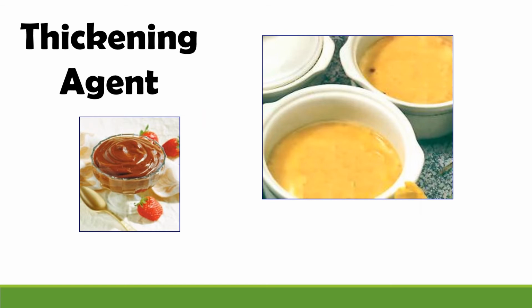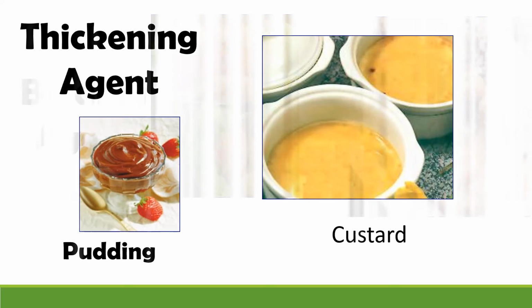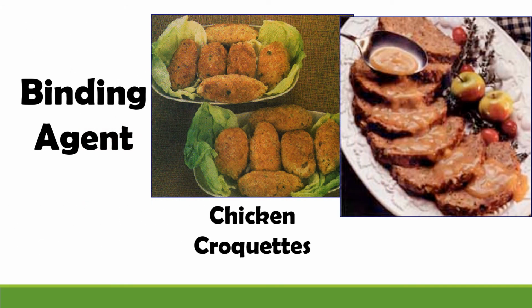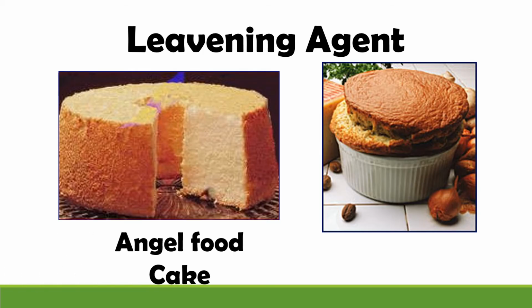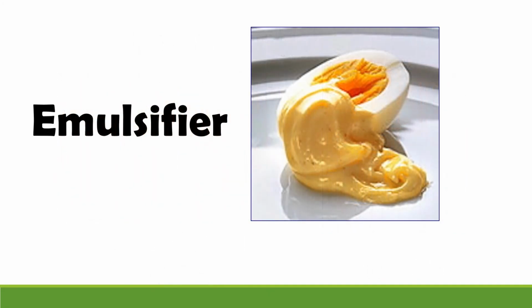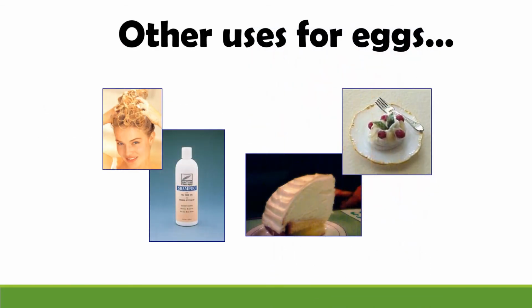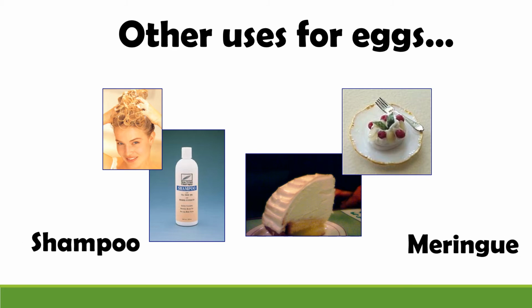We have thickening agent: pudding and custard. A binding agent: chicken croquettes, meatloaf, burger patties, and others. And for leavening agent, we have angel food cake as well as souffle. It acts as an emulsifier in mayonnaise and hollandaise sauce. And for other uses of eggs, we have shampoo and even meringue.